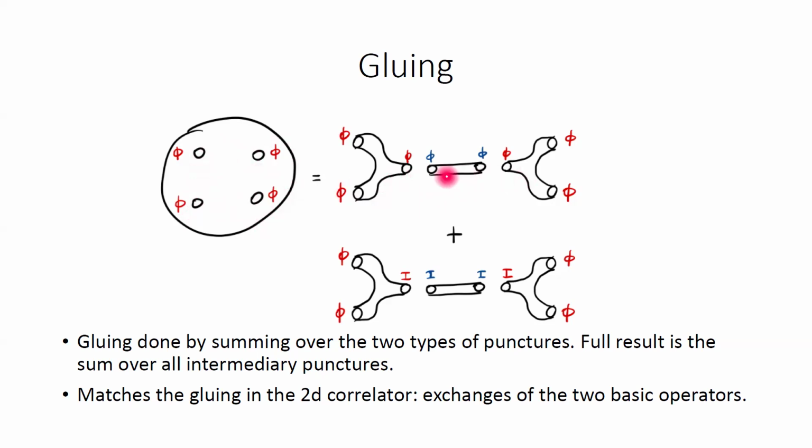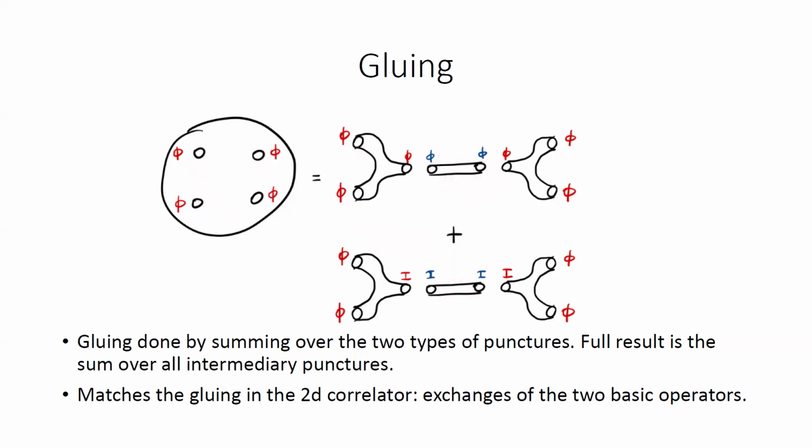However, there are two internal punctures, and it turns out for this construction, you need to sum over the two possibilities in the internal puncture. So they either be the phi puncture or the I puncture, the identity puncture. This might seem a bit strange, but it's quite natural from the correlator point of view, because then you think of this as breaking the correlator to some intermediate operator exchange, and you have two operators in the linear model, and then you can just sum over them.